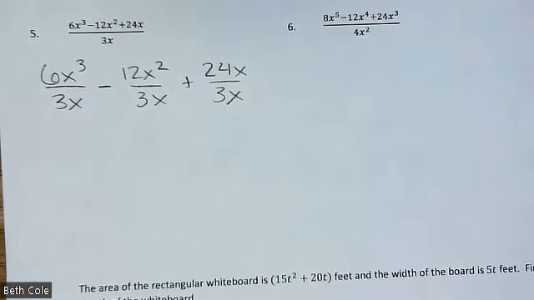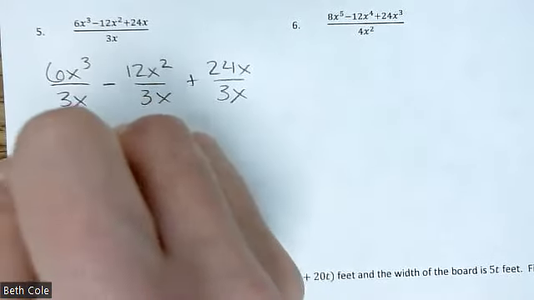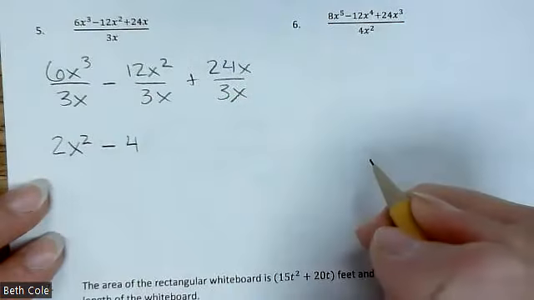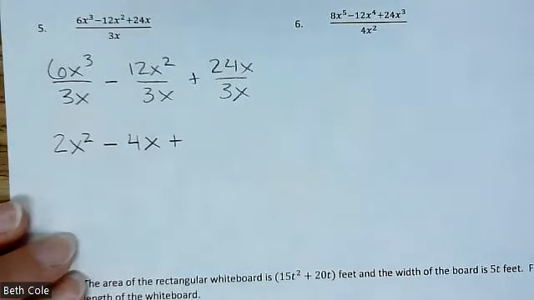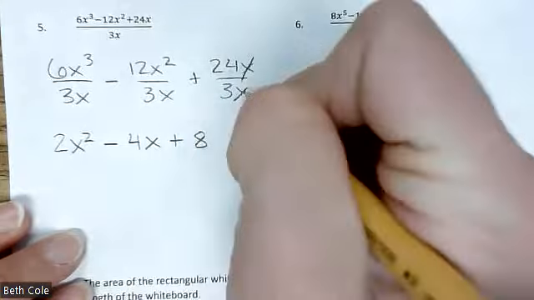So write it out. Take each term and we're going to divide them all by 3x. And then you just treat it like 3 totally separate problems. So this will be 2x squared. Good. Minus 4x. Good. Just x. You can write a 1 if you want to. And then plus 8. The x is canceled.